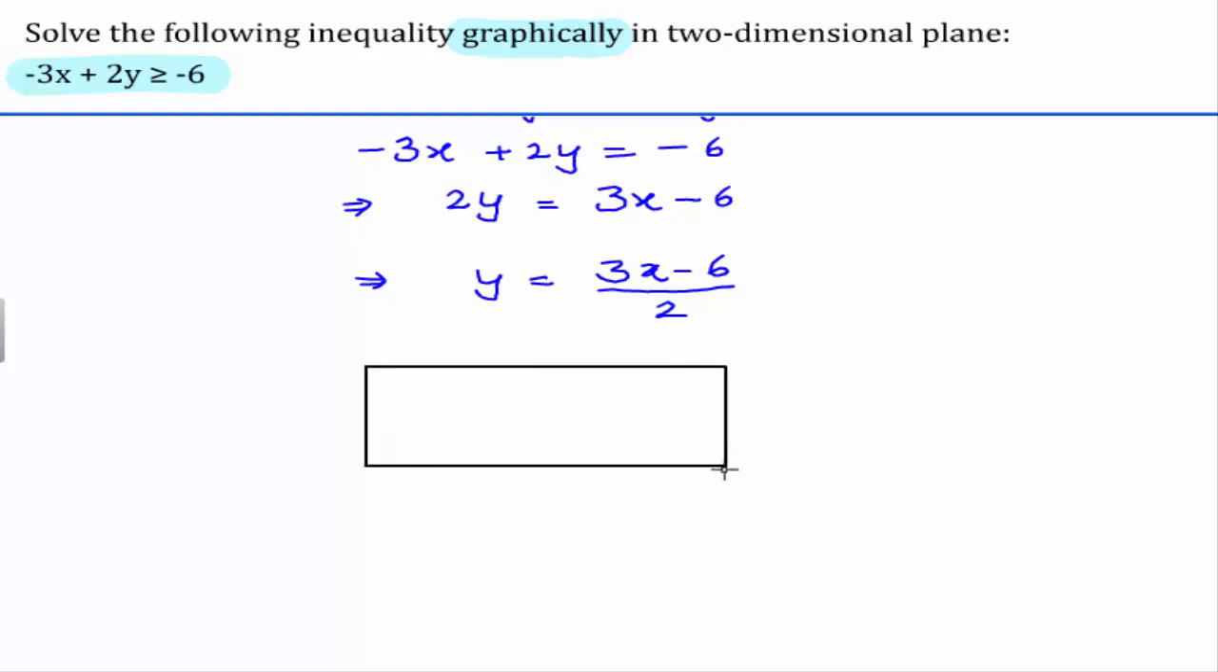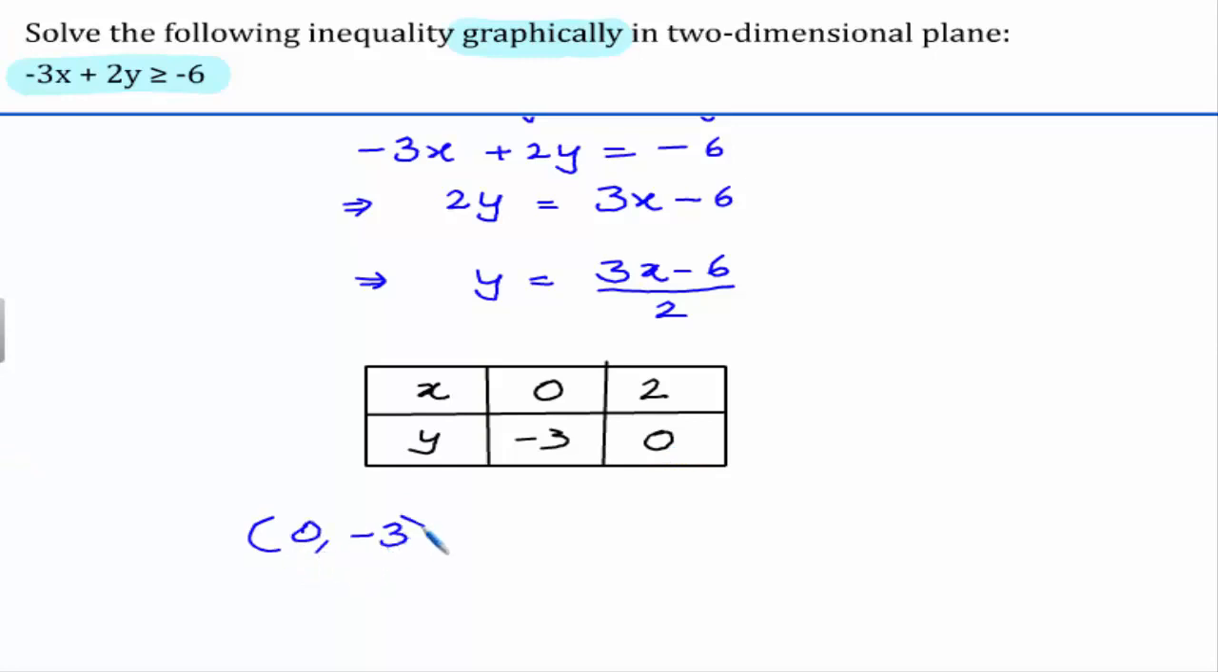Now we have to form the table for this to get the ordered pairs. We'll choose the values for x and we'll get the values for y. If I substitute 0 in place of x, then I'll get minus 6 by 2, that is minus 3. Then if I substitute 2 in place of x, then I get 6 minus 6, which is 0. So the ordered pairs would be (0, minus 3) and (2, 0). Now using these two ordered pairs, let us draw the graph.